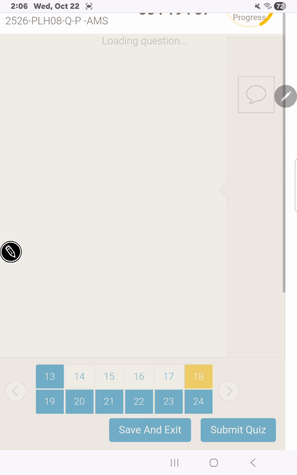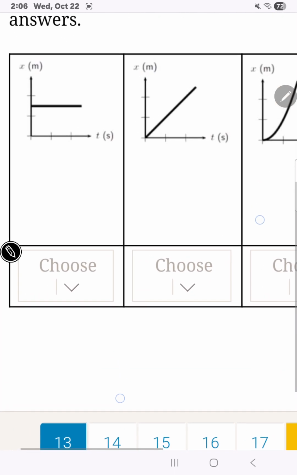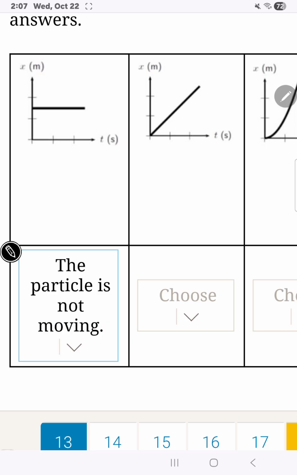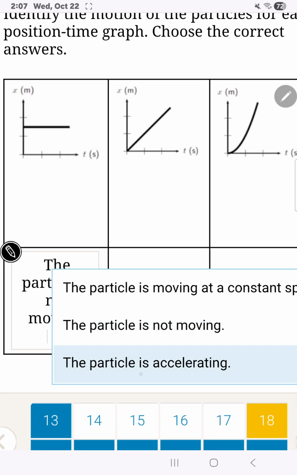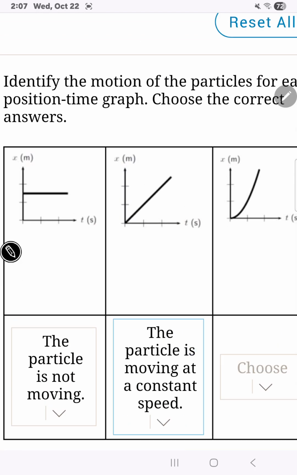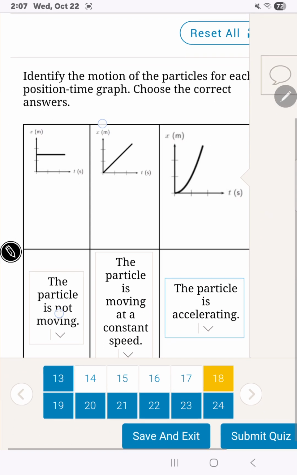Number 18. Identify the motion of the particle for each position time graph. Choose the correct answers. Now, here you have an xt graph. So the correct option is the particle is not moving. Next one, all of them are xt graphs, which means position time graphs. Here it is moving at constant velocity or constant speed. So we choose this one. The particle is moving at constant speed. And the last one, it is accelerating. So the particle is accelerating.